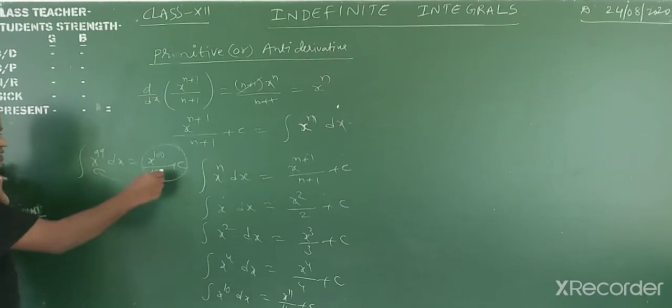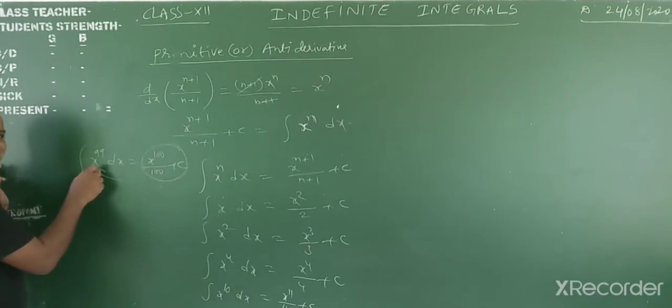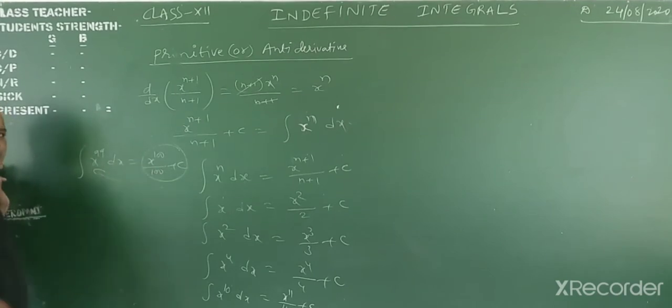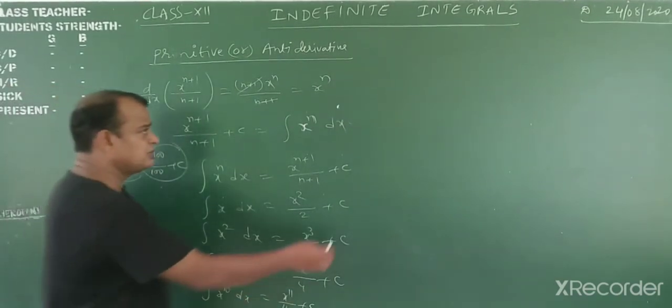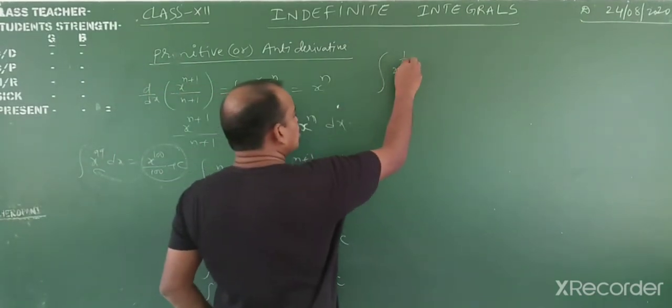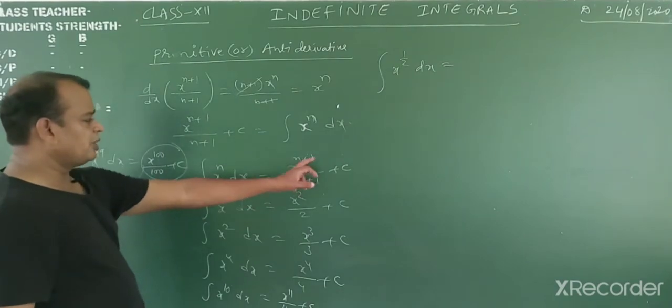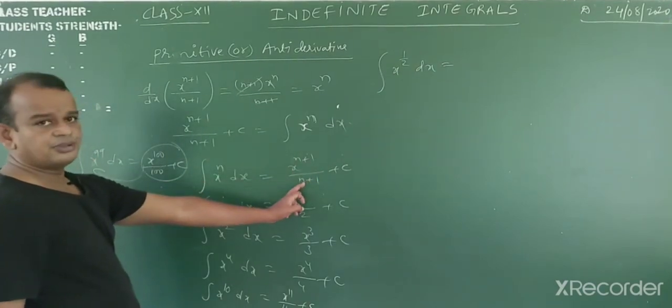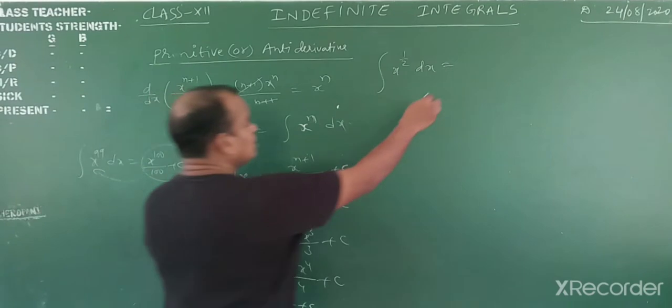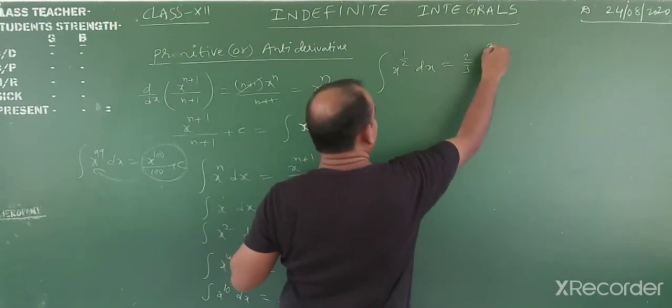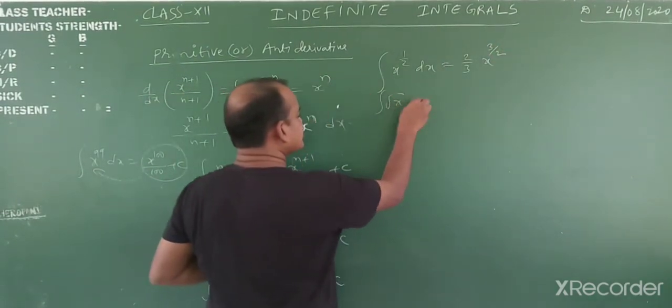The primitive F dash of x is equal to f of x, this is the function f of x. What is the primitive? x^100 by 100. Okay, my dear students, in this way. For example, x value 1 by 2, meaning root x, x^(1/2) dx. So what happened? x^(1/2 + 1), 1 by 2 plus 1 is 3 by 2, divided by 3 by 2, so 2 by 3 x^(3/2). This is the integral of root x dx.